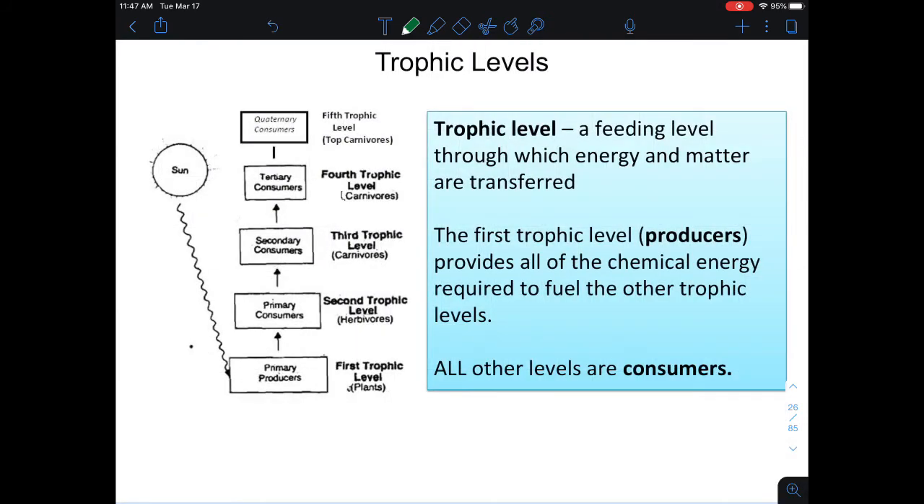When we're going through our food chains or food webs, we often think about things in terms of trophic levels. How many steps away from the producer are they? So the first trophic level are the producers. The first trophic level gets their energy directly from the sun. The second trophic level gets its energy from the first, the third from the second, and so on.